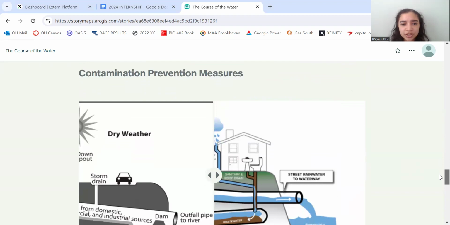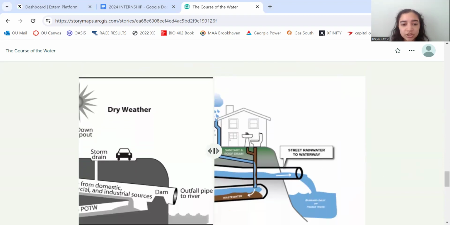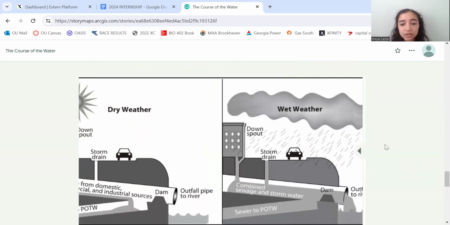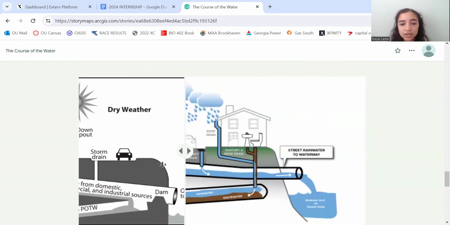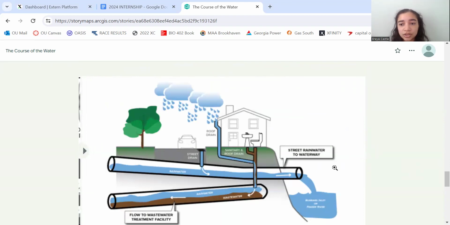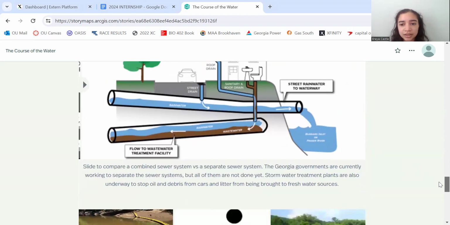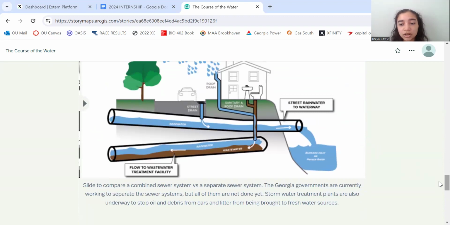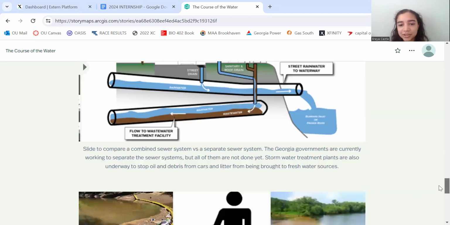So prevention measures that are being taken: in this picture, we have combined sewer systems where sewage and stormwater both go into the river versus a separated sewer system. I know that the city of Atlanta and other Georgia governments are working hard to separate the sewer systems because combined sewage overflow is a big problem. And also they're starting to have stormwater treatment plants so that even stormwater doesn't go into our rivers.